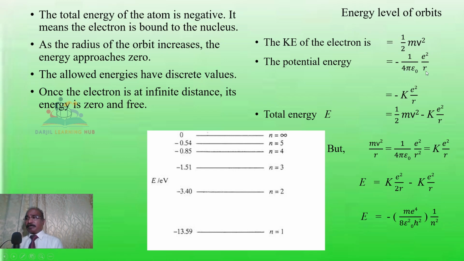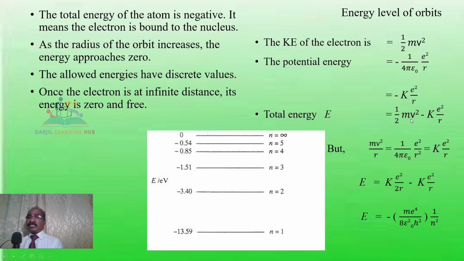divided by r. Differentiation of the electric field will give you the potential. If you take 1 by 4 pi epsilon 0 as k, it will be equal to minus k into e square by r. So we can add these two, that will be the total energy. Therefore, total energy will be equal to 1 by 2 mv square minus k into e square by r.